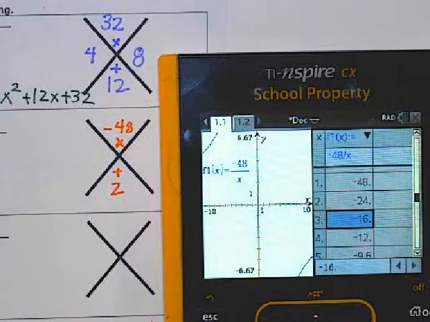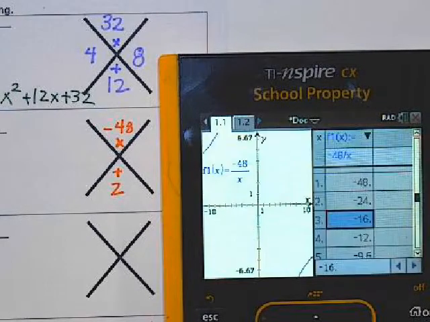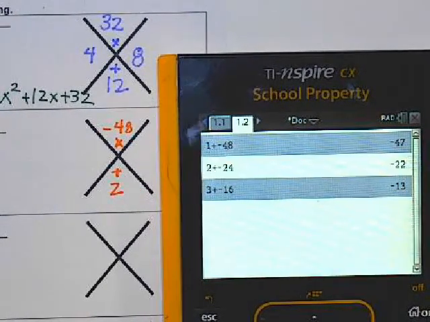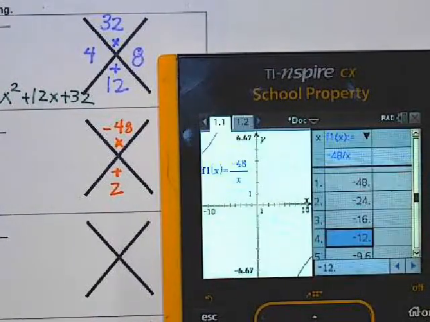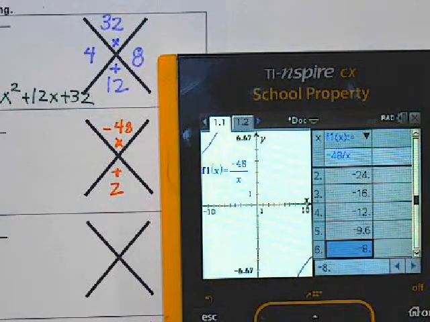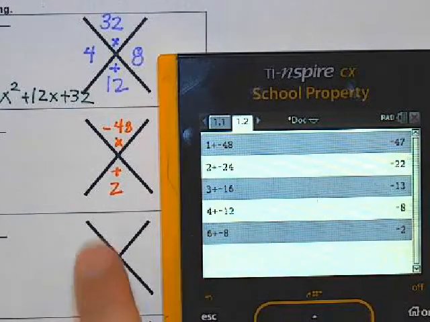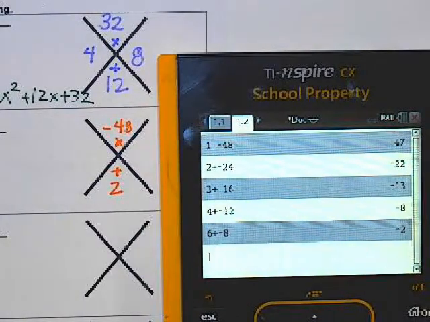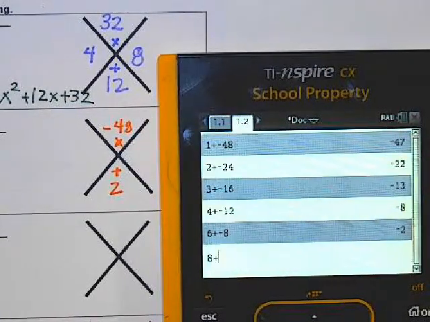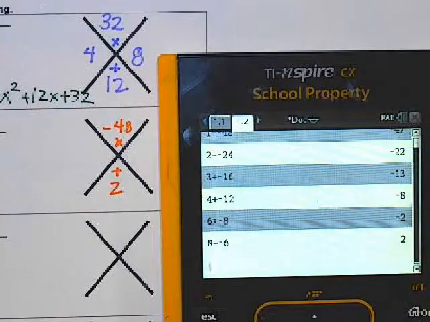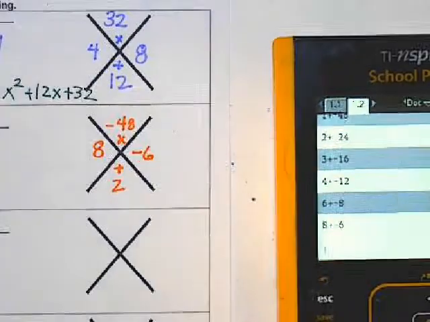3 and negative 16. Not positive 2. 4 and negative 12. Not positive 2. Decimal we don't do. 6 and negative 8 gives me negative 2, but I want positive 2, so I'm going to go back. Decimals we don't do. 8 and negative 6 gives me positive 2. So on the sides are going to be 8 and negative 6.